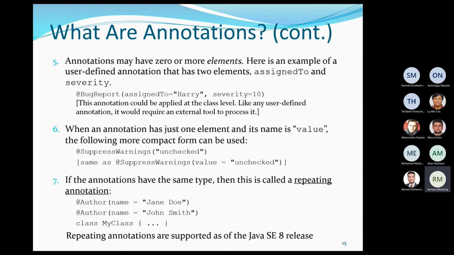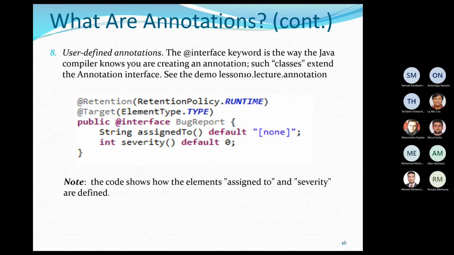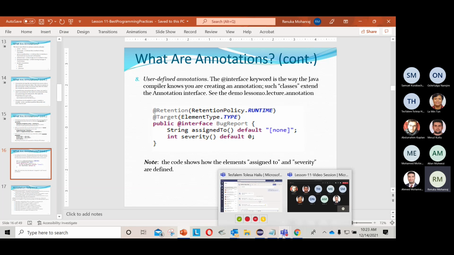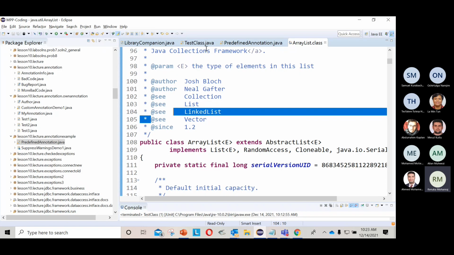Okay. So the next is you can create your own annotation. That's what we are going to talk about, how to create your own annotation. Annotations work like an interface. For example, we know @Override, right? Let me open the @Override annotation from the API library.